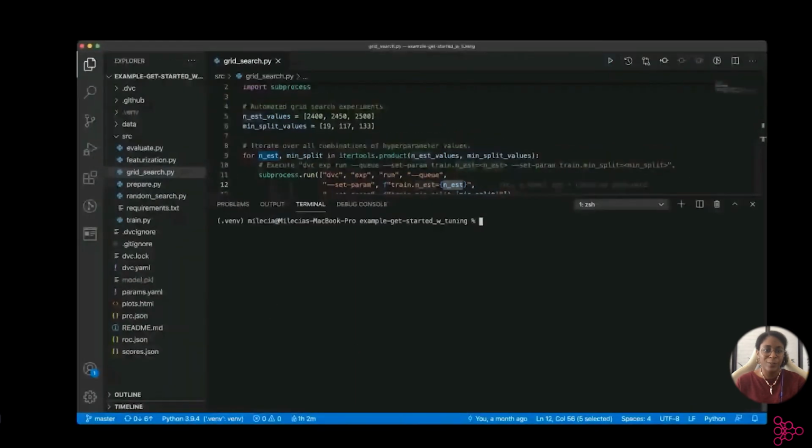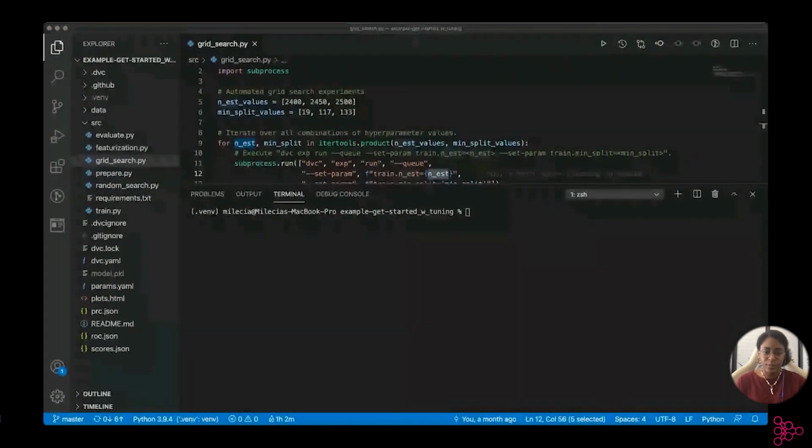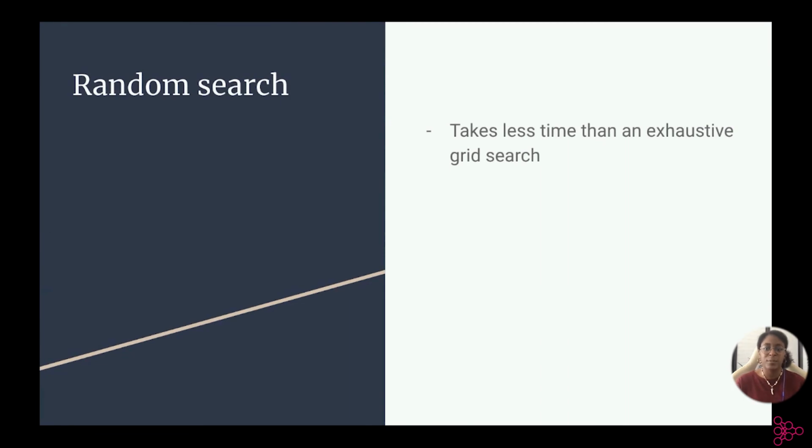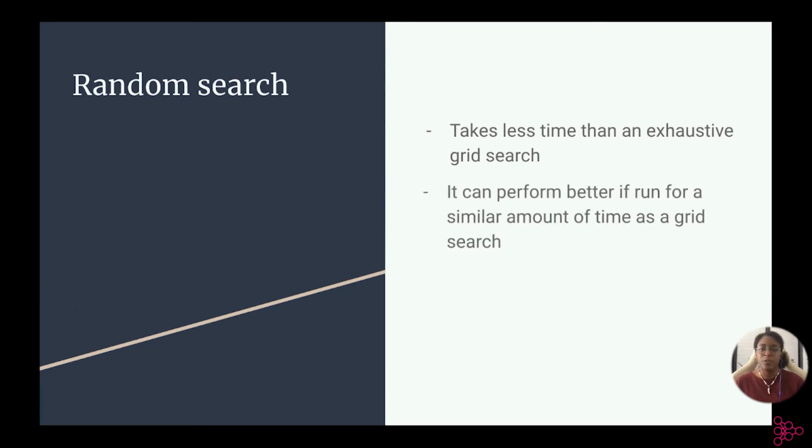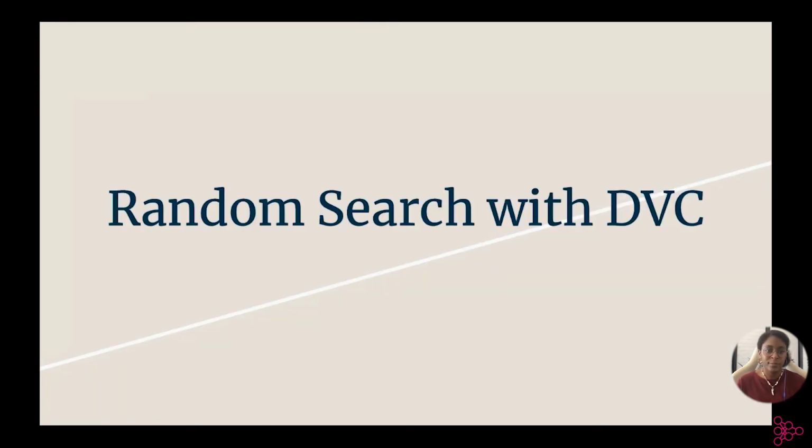So thankfully, our random search isn't a whole lot different. And we'll talk about random search real quick. So it takes less time than grid search because it just hops around random values that you give it from that set. And a lot of times it performs better than grid search if you give it a similar amount of time, just because it checks a wider range of values that it would take grid search a lot longer time to get to.